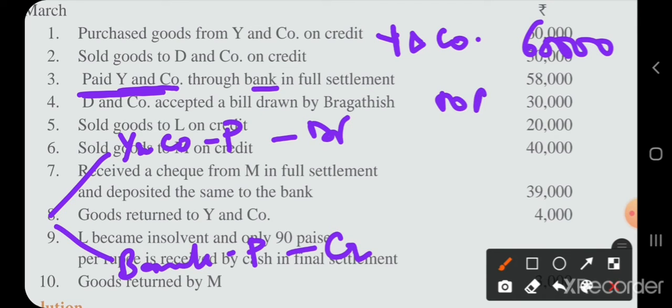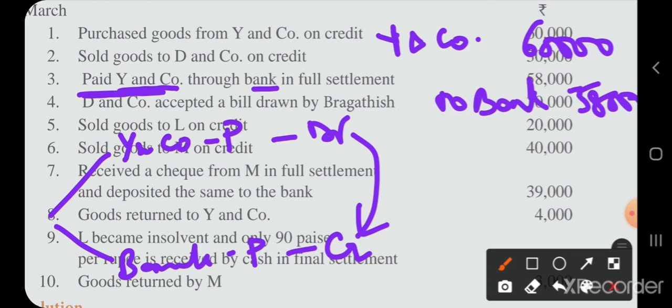To bank. YN company debit to YN company to bank. What is the amount which is made? Full settlement is 58,000. Okay, and the remaining 2,000, actually Bragadish has to pay 60,000, but he has paid only 58,000 through the bank, and they say that the full settlement is made. That means Bragadish has received a discount of 2,000. So discount received is an income, so you credit discount received 2,000.